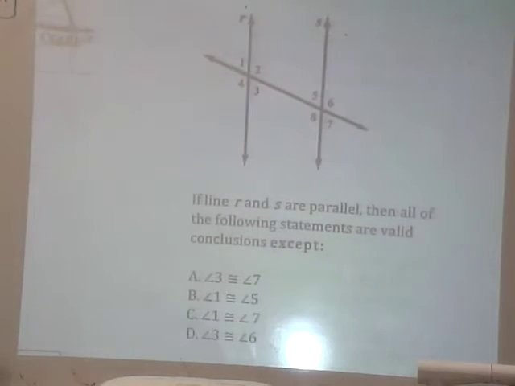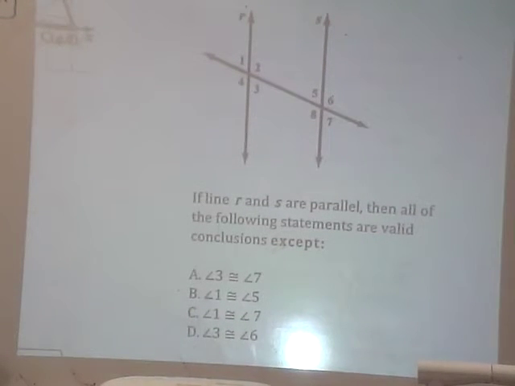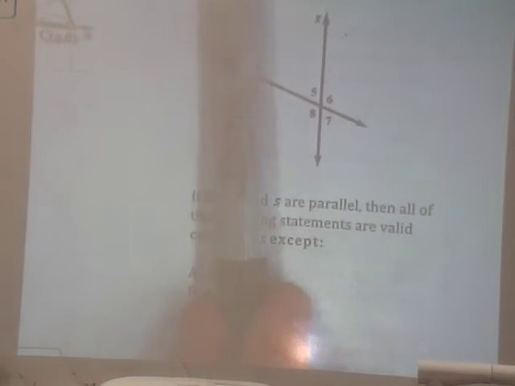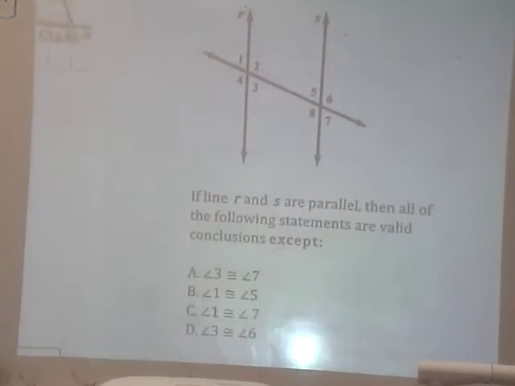Says, if line R and S are parallel, then all of the following statements are valid conclusions except. So they're telling us R and S are parallel. So would angle 3 be congruent to angle 7? Yeah. Why? Is 3 and 7 interior? 7's exterior, isn't it? Isn't 7 outside the parallel lines?